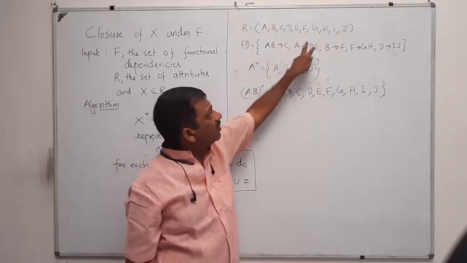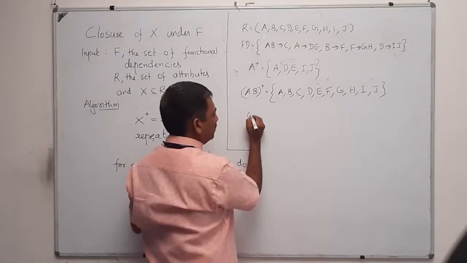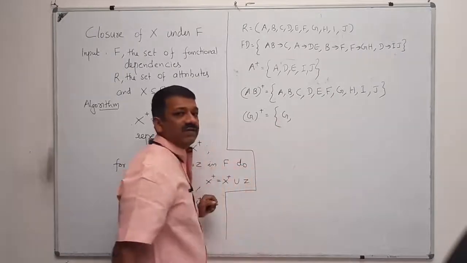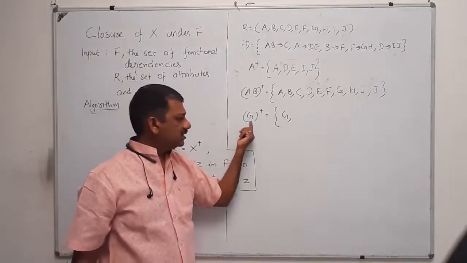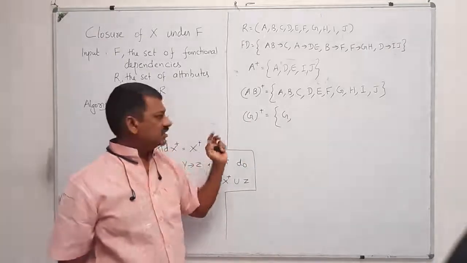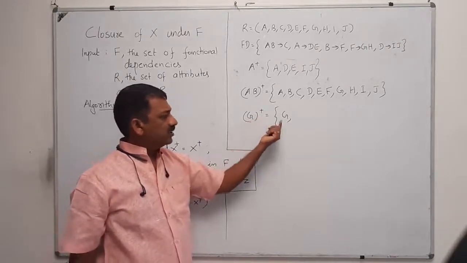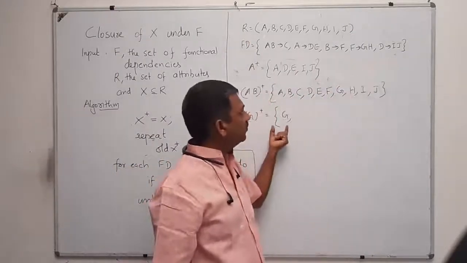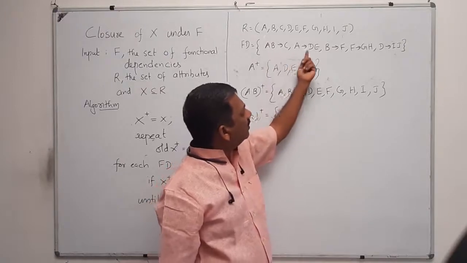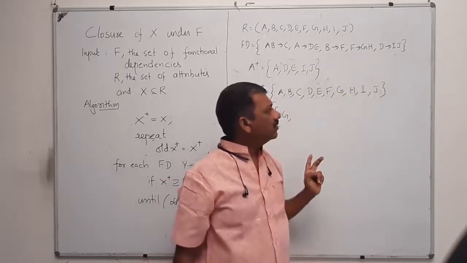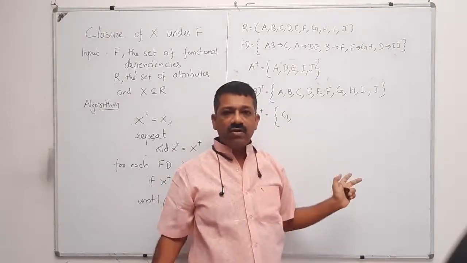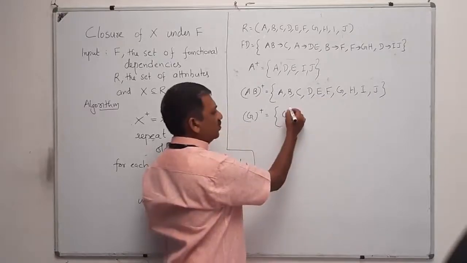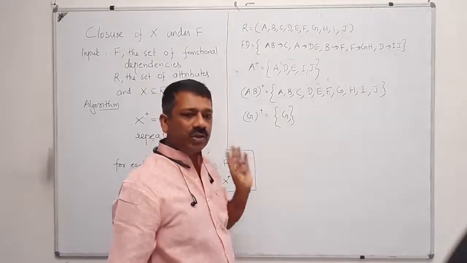What about the closure of G, for example? Definitely closure of G includes G. That is trivial, the trivial functional dependency G determines G. So G plus includes G, and you are looking for a left hand side which is a subset of this. See, G is not there on the left hand side anywhere. So G plus is only G. From G you can reach only G.